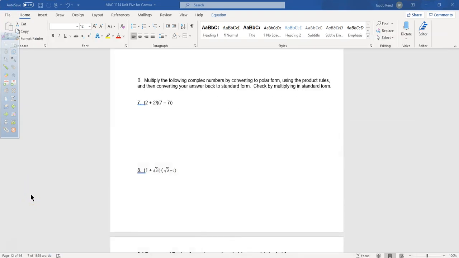Okay, ladies and gentlemen, that is it for this video about converting rectangular to polar and then multiplying polars and converting those to rectangular. The only thing left is powers and roots of polar forms, and then we are done with the unit.